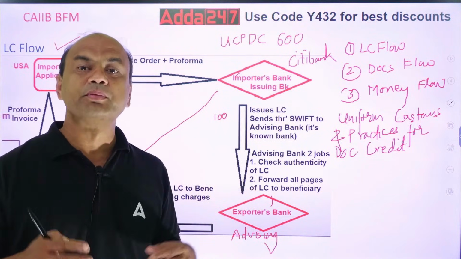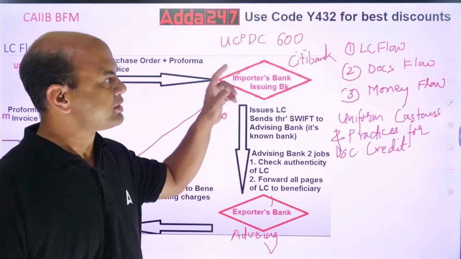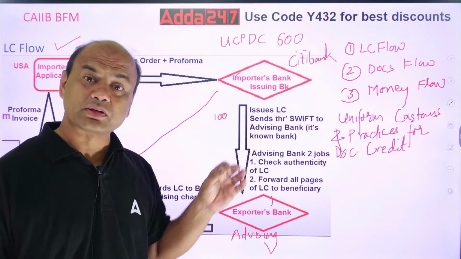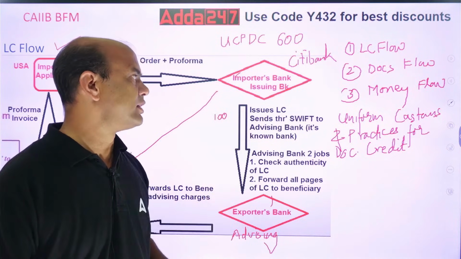These are the movements. Flow means what? Movement of one to another. So LC moves, documents move, and then money moves. And the sequence is also the same. The sequence will not be changed.